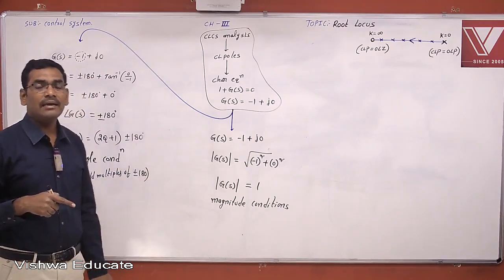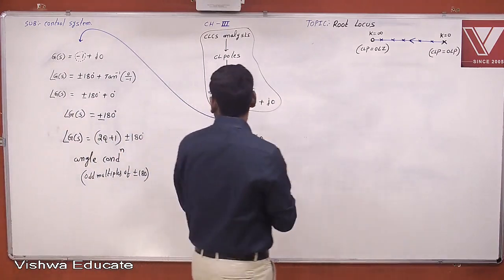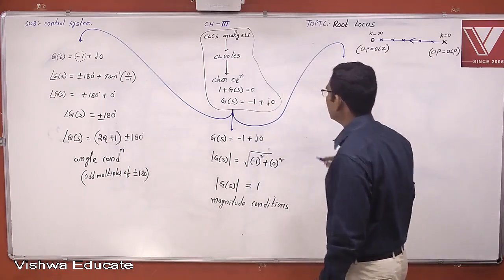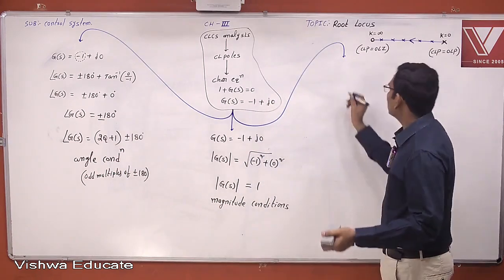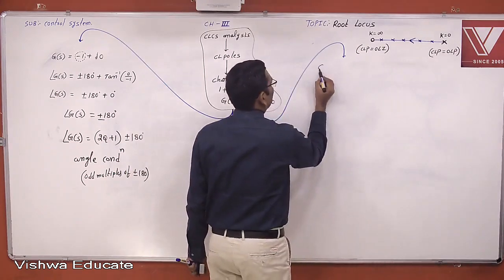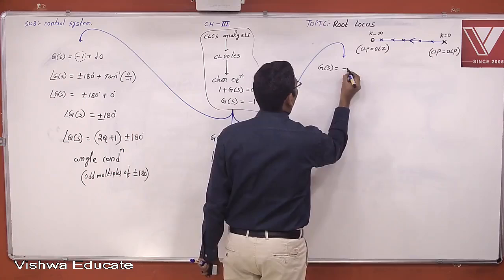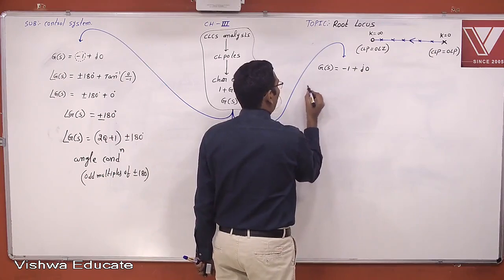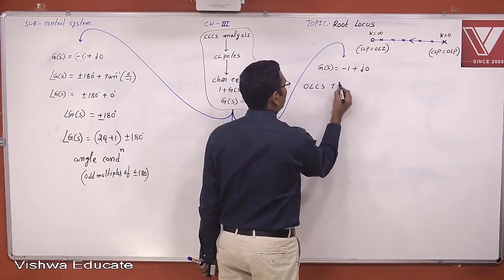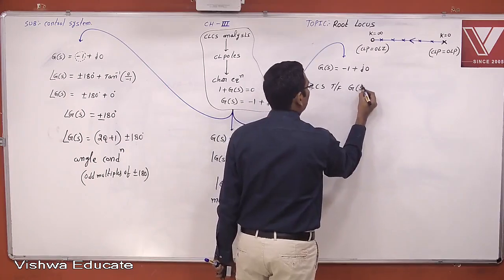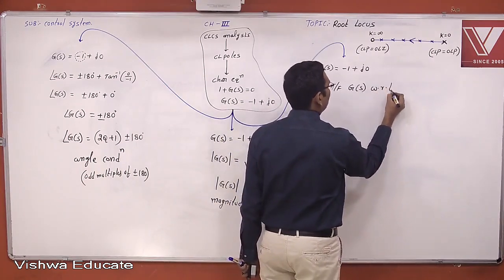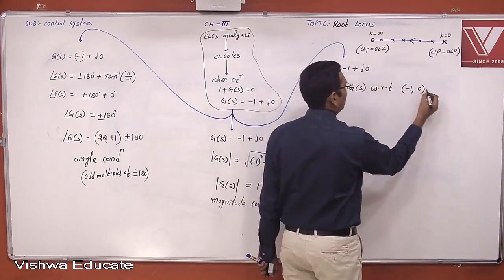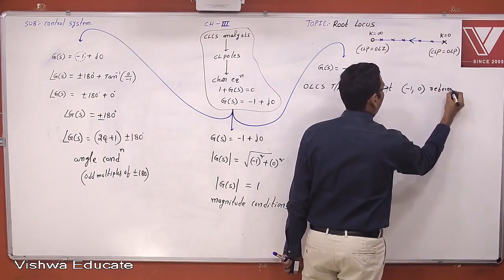Now this is nothing but the magnitude condition. And another one, now see here, this is g of s which is equal to minus 1 plus j0. Therefore, the open loop control system transfer function g of s, with respect to the reference point, is minus 1 comma 0, real part, imaginary part, minus 1 comma 0 reference point.